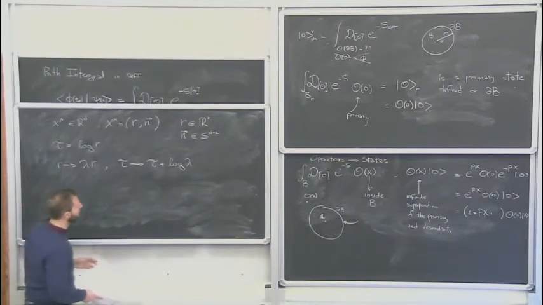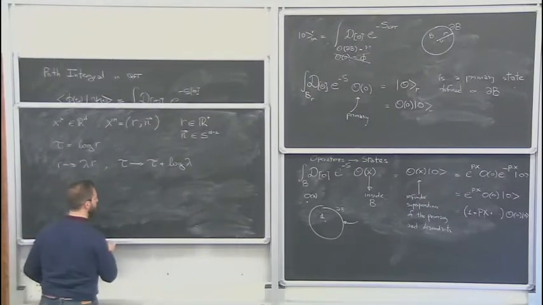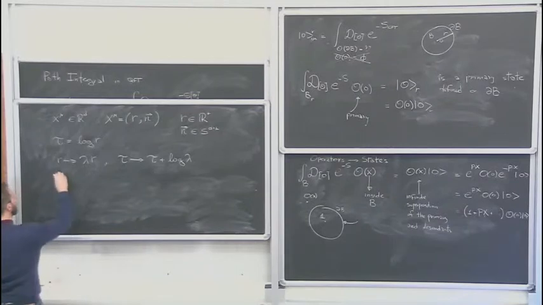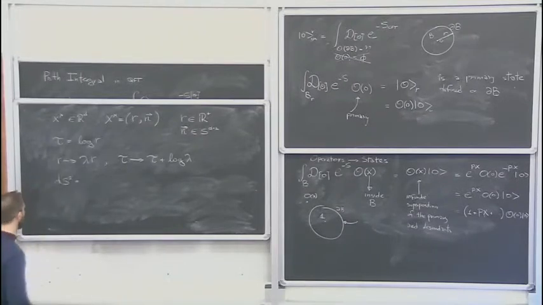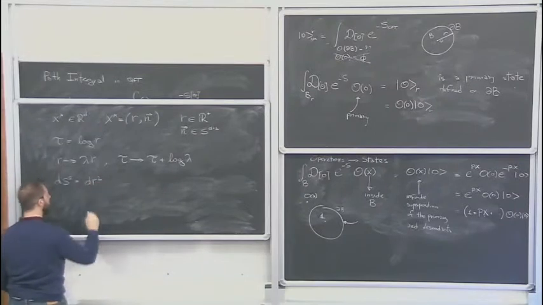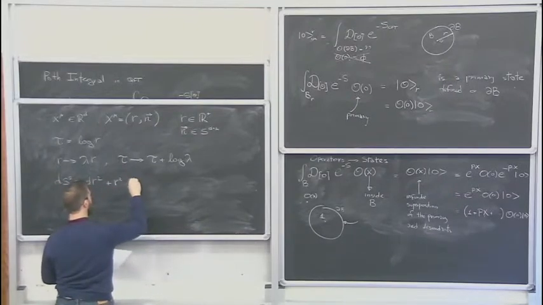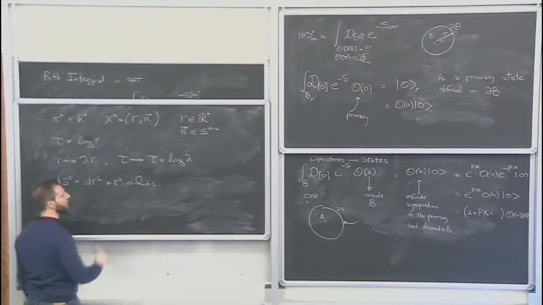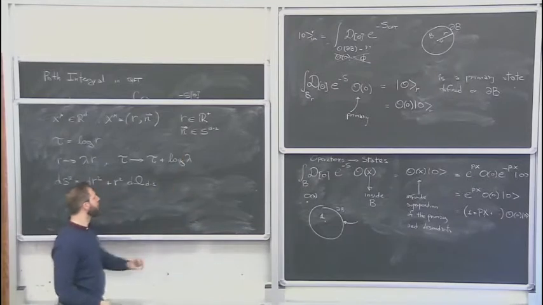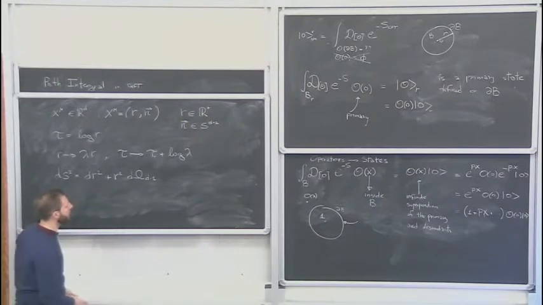And there is a deeper meaning to this change of variables, which is the following. Let me make the following observation. If you write the metric in radial coordinates, this is simply dr squared plus r squared d omega squared d minus 1. This is the metric on the sphere of dimension d minus 1. This is the usual flat metric in radial coordinates.